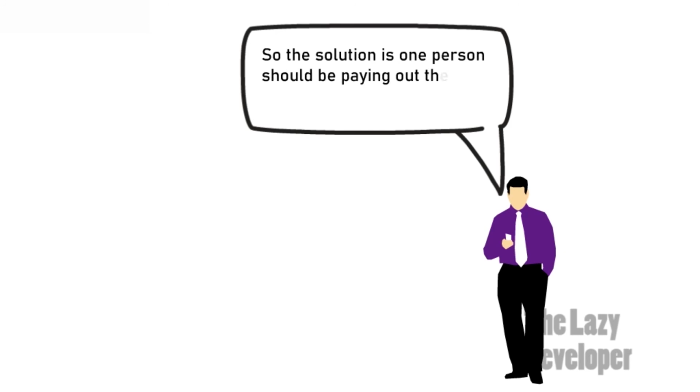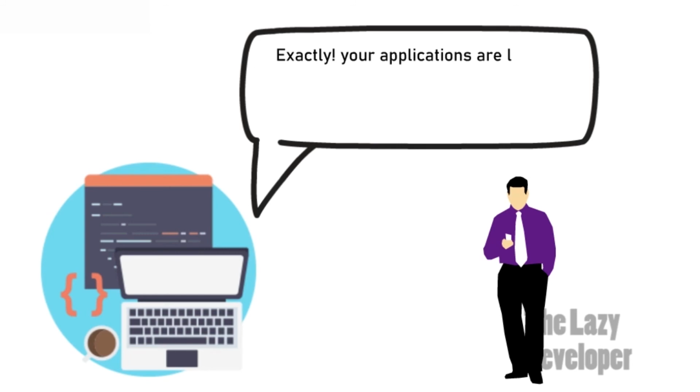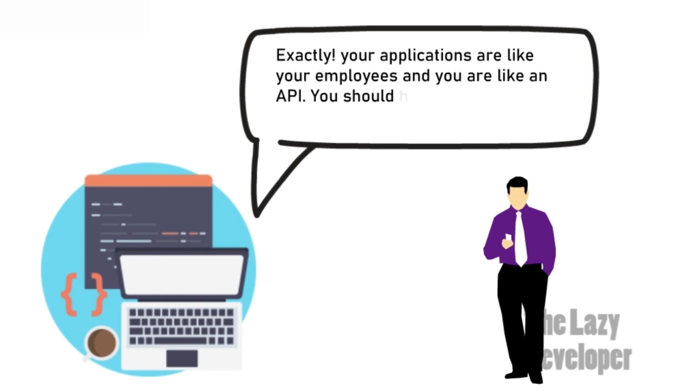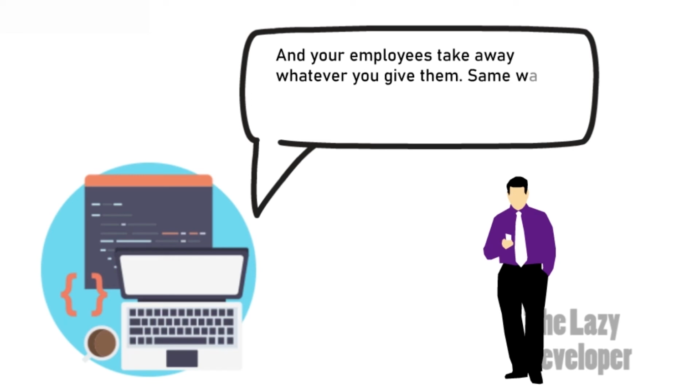So the solution is one person should be paying out the salaries. Exactly. Your applications are like your employees and you are like an API. You should have control of what needs to be done, just like an API. And your employees take away whatever you give them. Same way, client applications just take the response from the API.